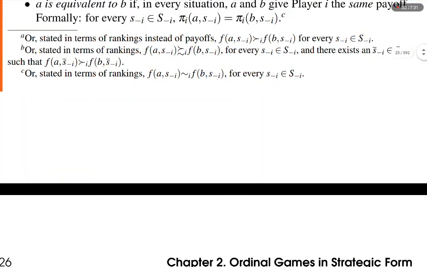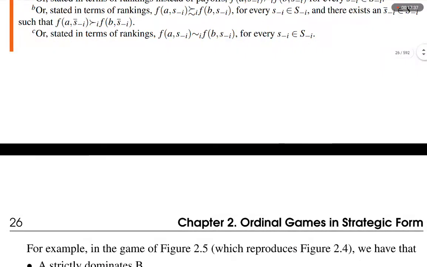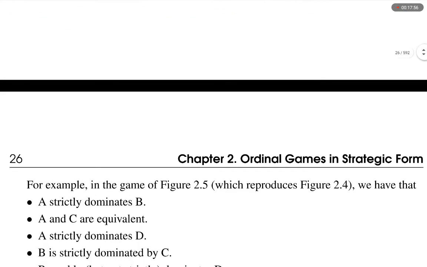or stated in terms of rankings, f of A comma S sub negative I is just as good as f of B comma S sub negative I for player I, for every S sub negative I an element of capital S sub negative I.